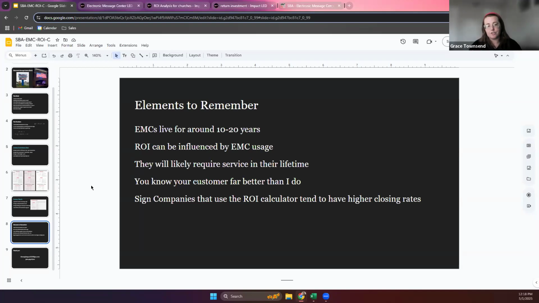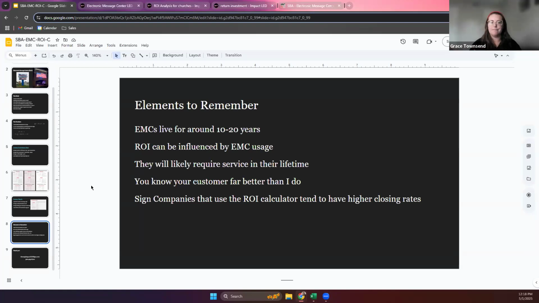EMCs will likely require service in their lifetime. That's why it's important when you're shopping around for manufacturers to make sure that whoever you're buying from has a great warranty to back up their product, as well as plan for that when you're selling or installing a sign, that it will likely require service in their lifetime. All our signs come with a spare parts kit. So not only do you have the parts on hand, but that allows you to be able to go out and diagnose and service the sign in the same trip. That just makes life easy.